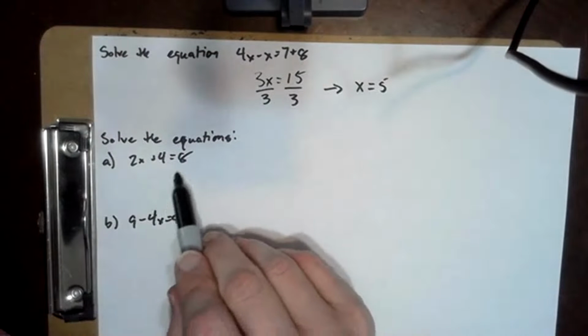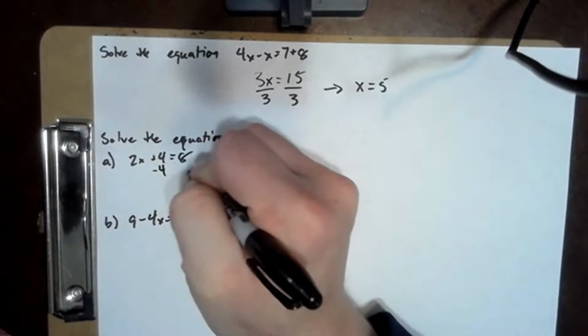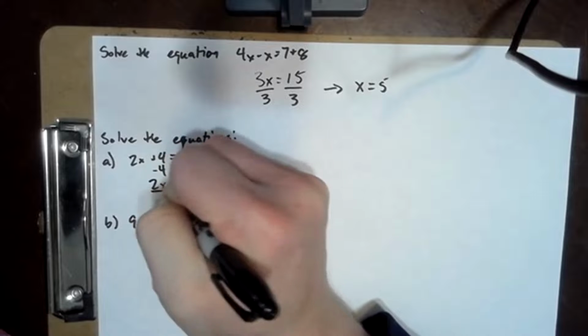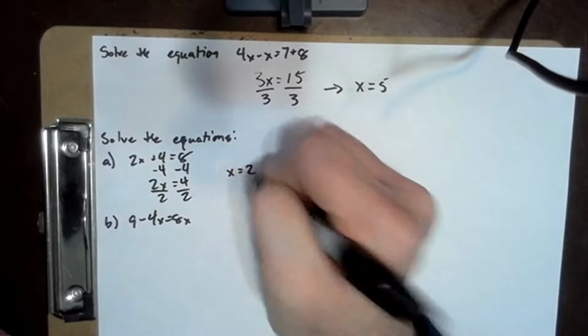Here we have 2x plus 4 equals 8. We have to do this in 2 steps. First, we subtract 4 from both sides of the equation to get 2x equals 4. Then we divide both sides by 2 to get x equals 2.